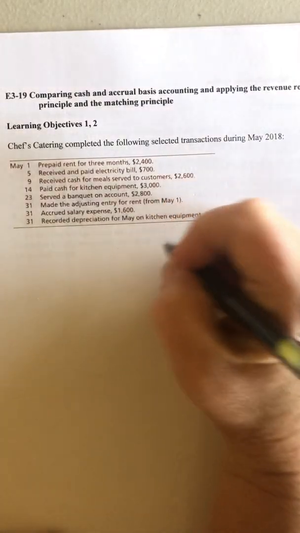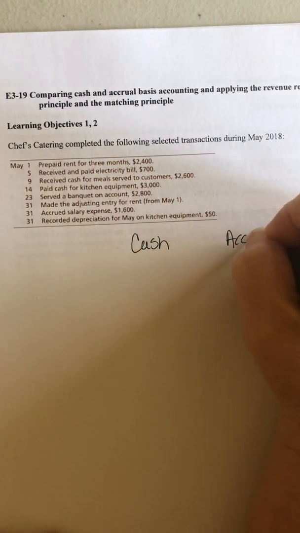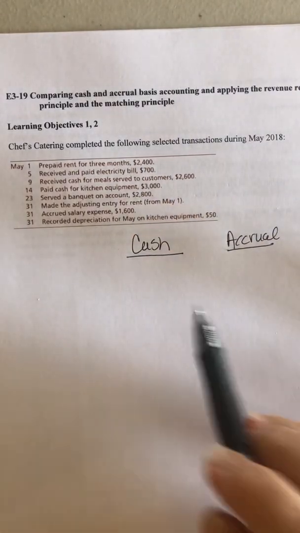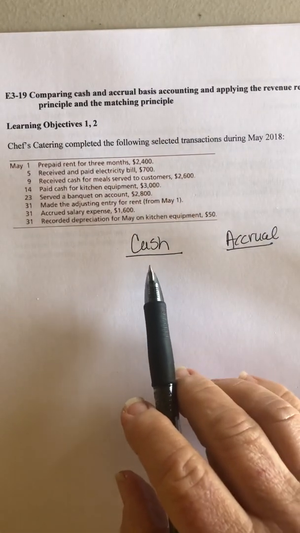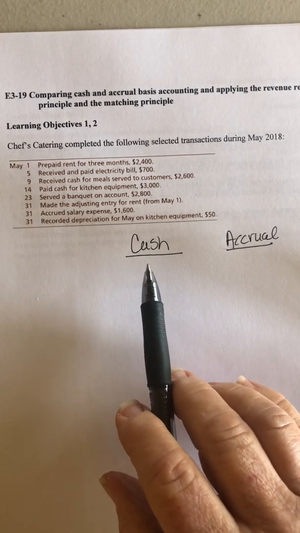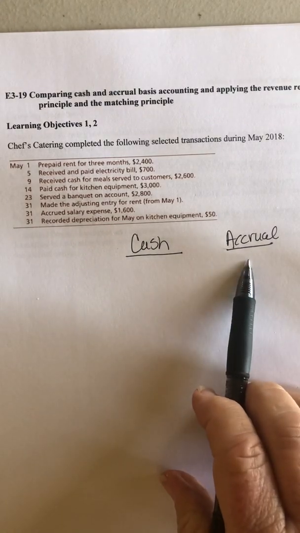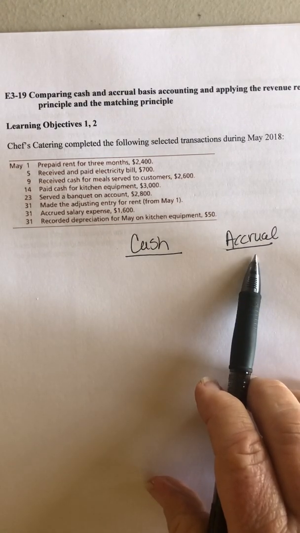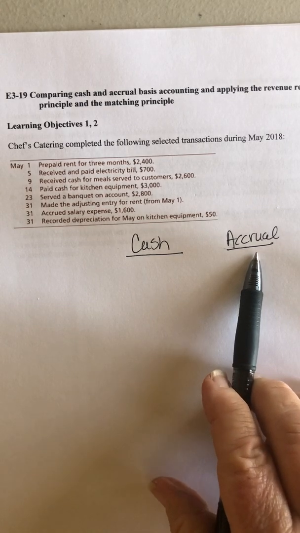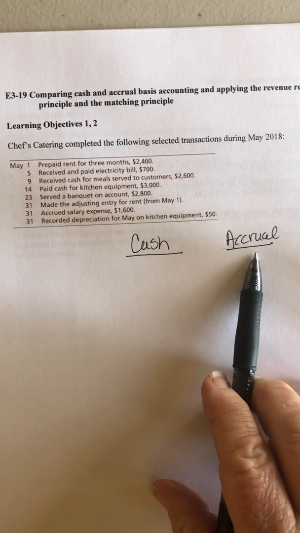Okay, so I'm going to set up two columns. I'm going to do one for cash, one for accrual. Remember for cash basis, this is usually what we use on a personal basis. We don't count anything as revenue or expenses unless cash changes hands, and everything is a revenue or an expense. Under the accrual basis, we recognize revenue when we earn it and expenses when they're incurred, and we also record things as assets, and then we deduct them from income as we use them up.